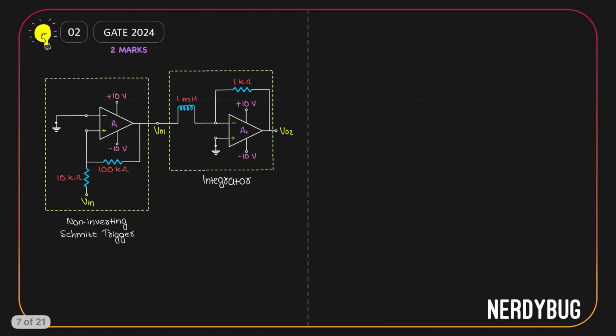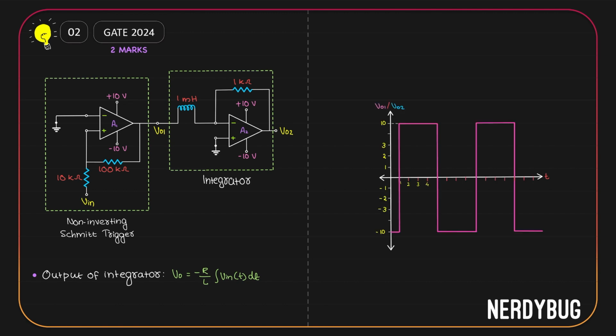Let us now find out VO2. VO2 is the output of an RL integrator. Output of an RL integrator is given by the expression minus R by L integral of the input voltage as a function of time dt. Here the input is the output of the Schmidt trigger, which is a square wave. It looks like this. Let us say initially VO2 is 0.